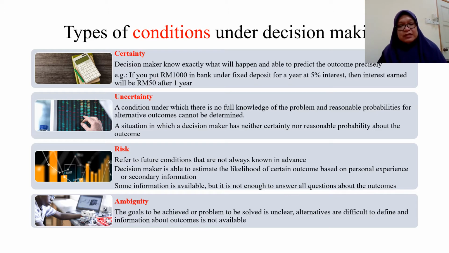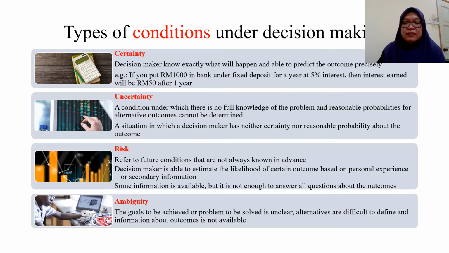The second one is uncertainty, a condition under which there is no full knowledge of the problem and reasonable probabilities for alternative outcomes cannot be determined. Uncertainty means that we are not exactly sure about the problem, and there is a probability that something different will come out. It is a situation in which a decision maker has neither certainty nor reasonable probability about the outcome. We are not very certain.